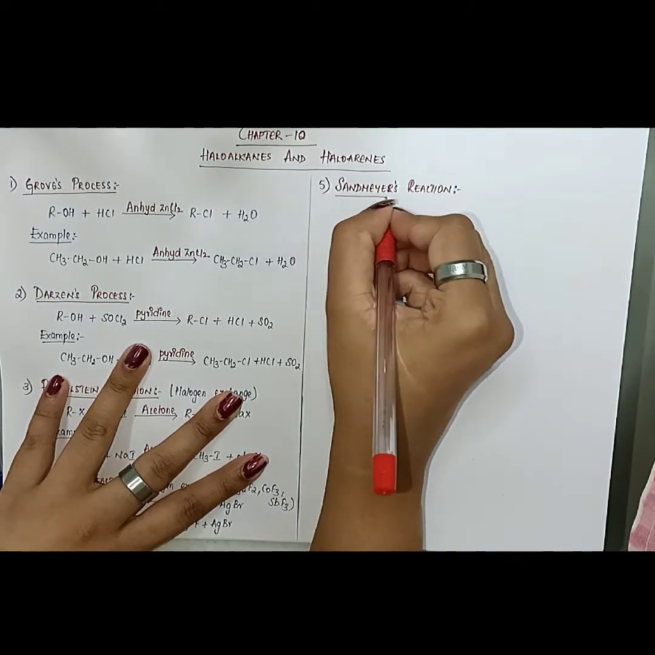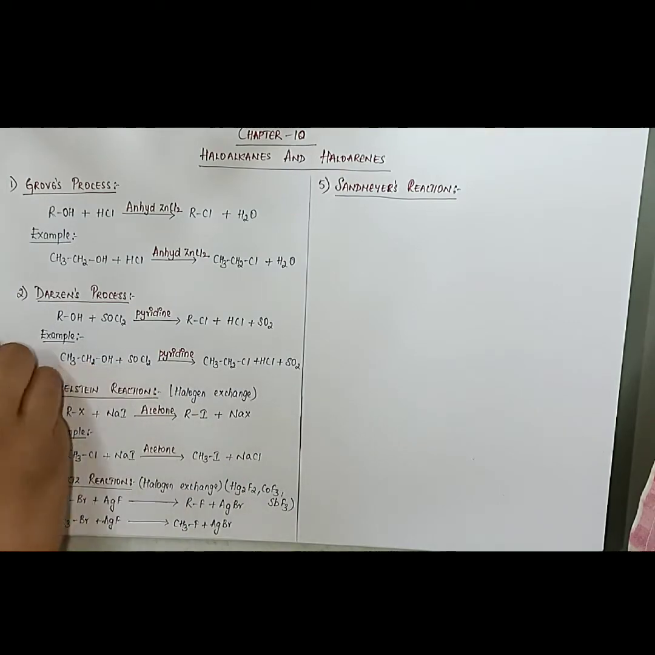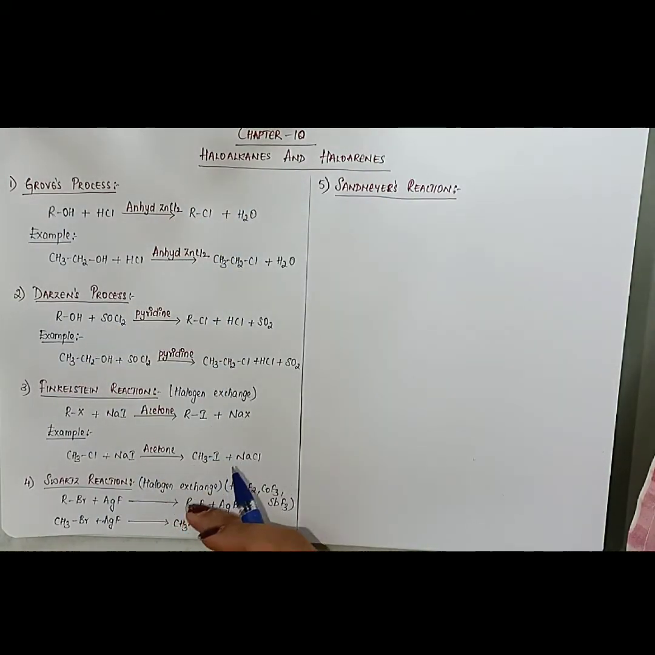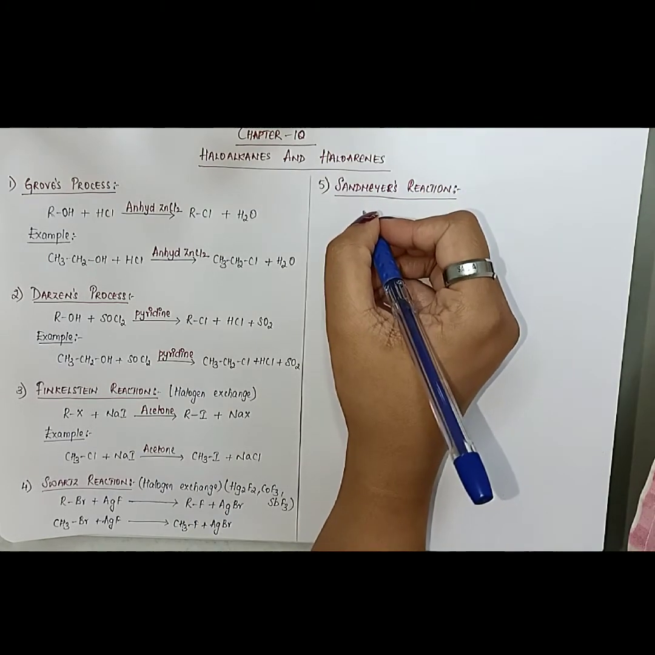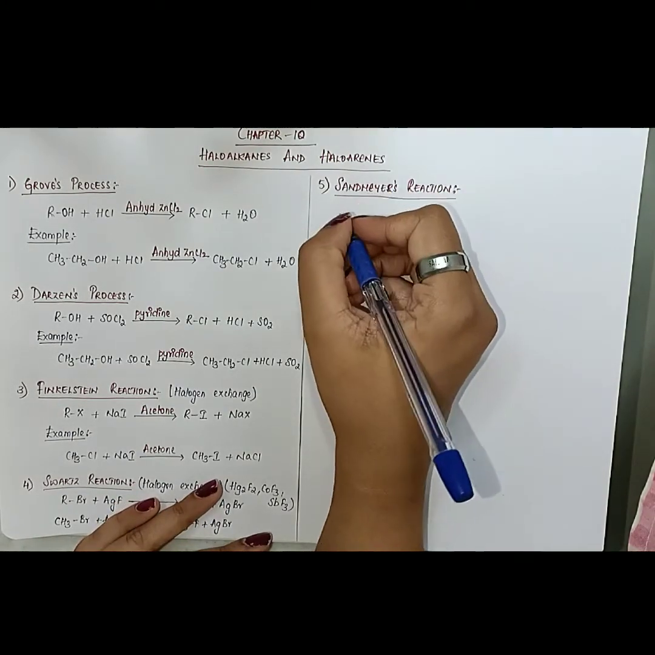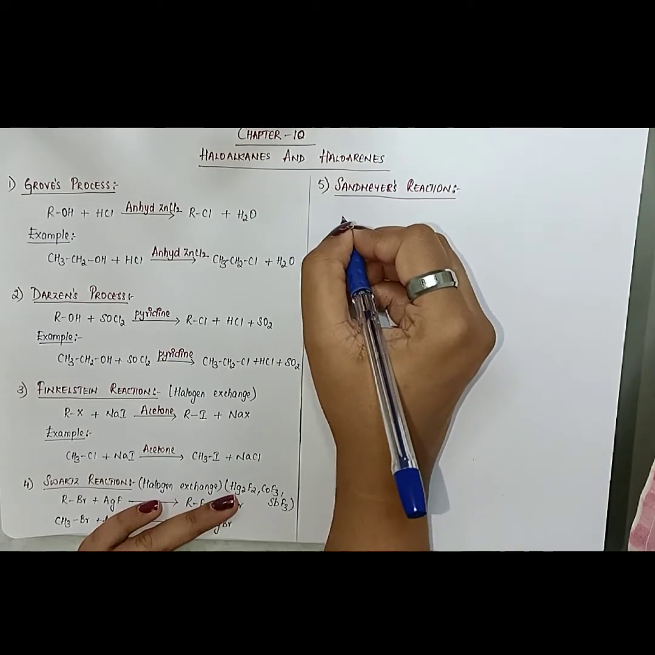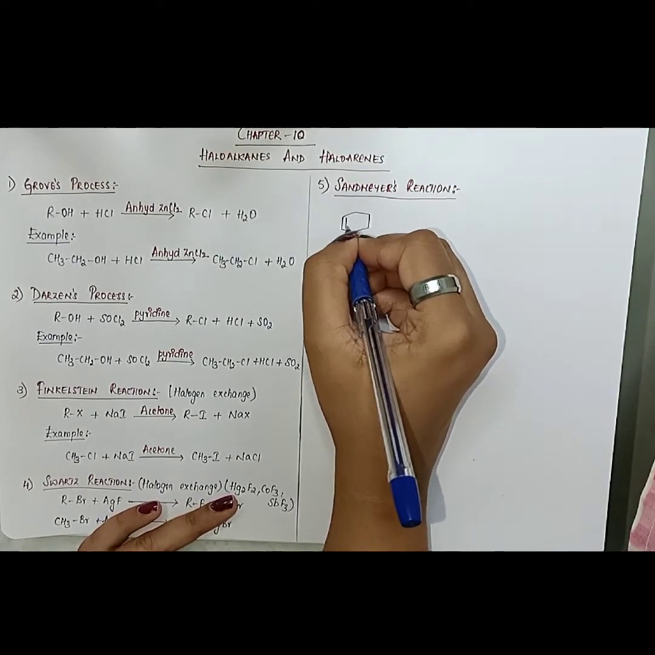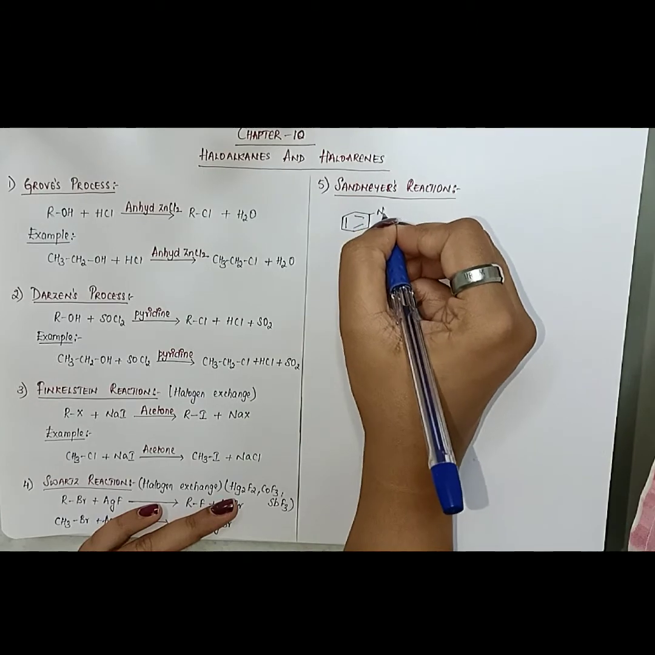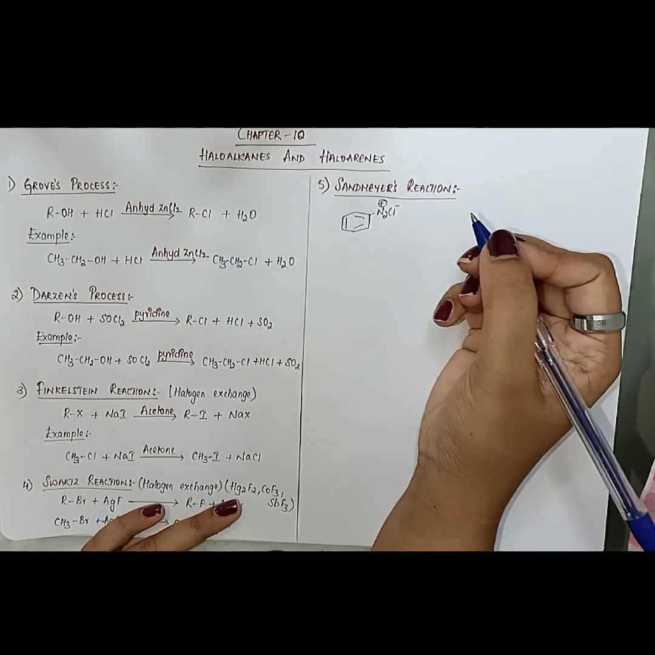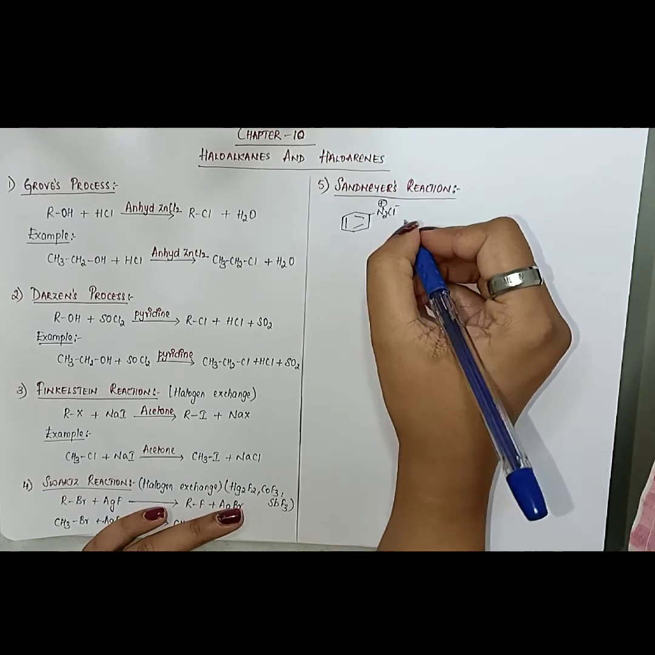Now in Sandmeyer's reaction, this is for an aromatic system. So these were all for alkyl systems. Now we're moving on to aromatic system. Now in this case, we have your starting material as benzene diazonium chloride. So we have N2 with a positive charge and a Cl minus. So this is a benzene diazonium chloride.